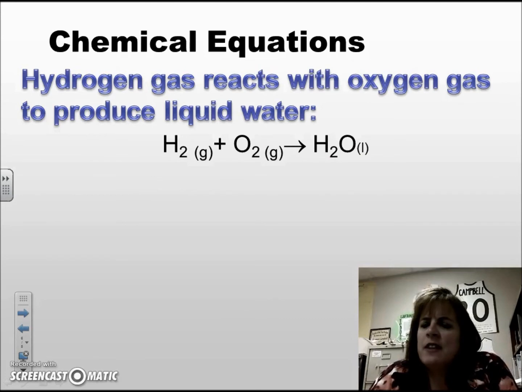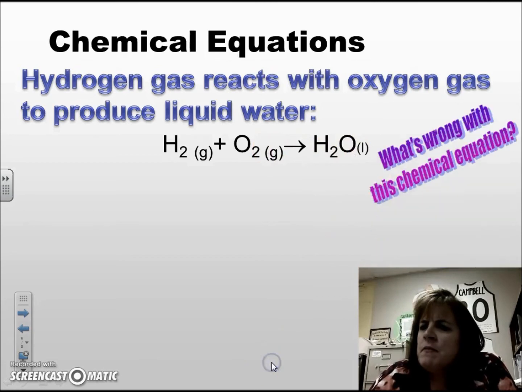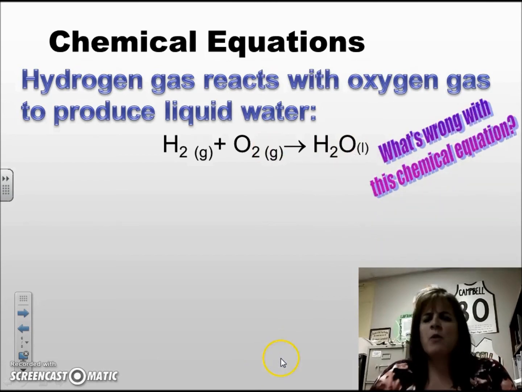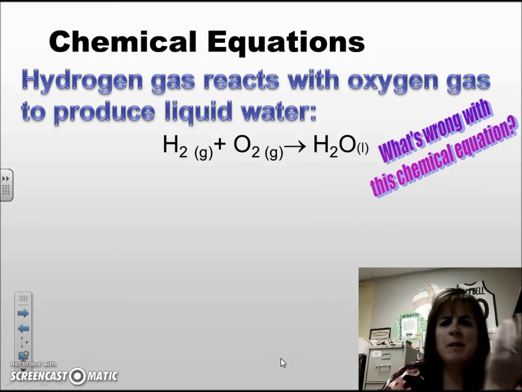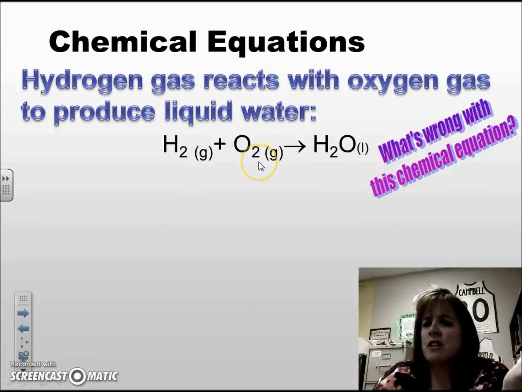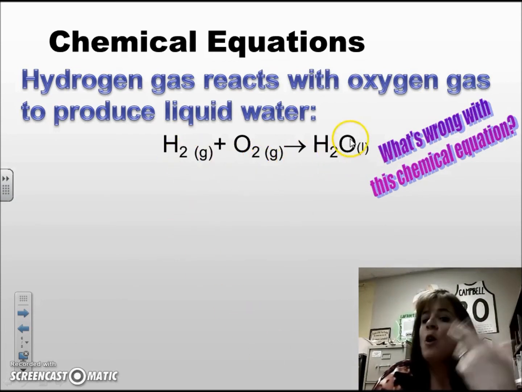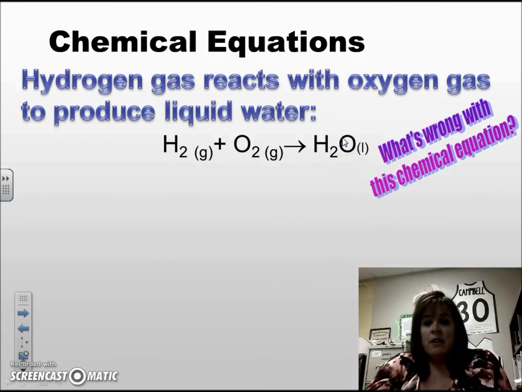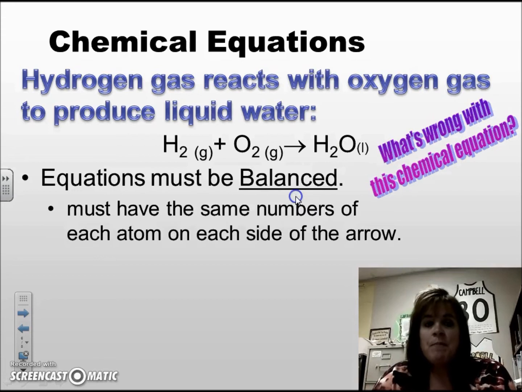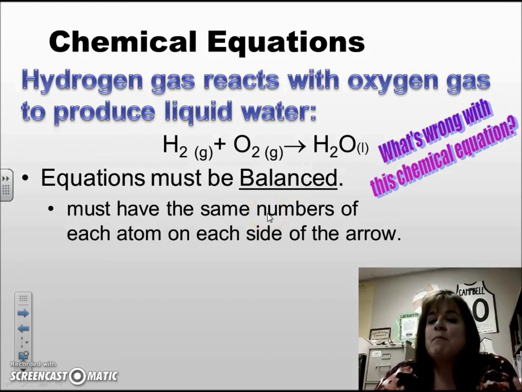Okay, so let's take a look at this reaction again. Hydrogen gas reacts with oxygen gas to produce water. What's wrong with this chemical equation? I mean, hydrogen and oxygen are diatomic. I have my little gas symbols. Water is H2O. I don't see anything wrong with it. Well, until I start counting atoms. So equations have to be balanced, which means that you have to have the same number of each atom on each side of the arrow.